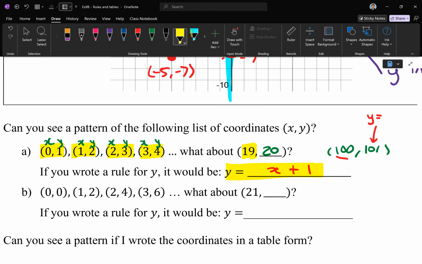So you can see a pattern now. You can see y equals x plus 1. You were able to predict what the y would have to be in order for that rule to work. Now let's go to the next one. Let's look at the next pattern.